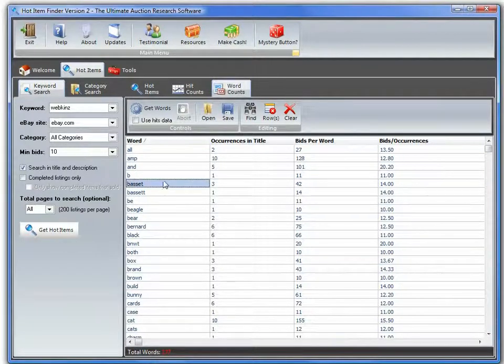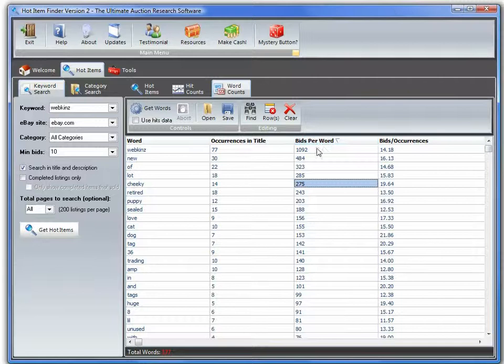Basically, everywhere this word occurred in that corresponding title, it takes the corresponding bids, adds them up, tells you how many bids that word's got. So if you sort here, I found that the word Webkins, which is obvious, got the most amount of bids per word. That tells you that that word is somewhat valuable. But what makes it really valuable is if that actual bids per word was really high, but it didn't occur very often. That means if you had a word that was in a title but had a lot of bids, then that tells you that word could potentially be very valuable because it had a lot of bids but it didn't occur very many times.